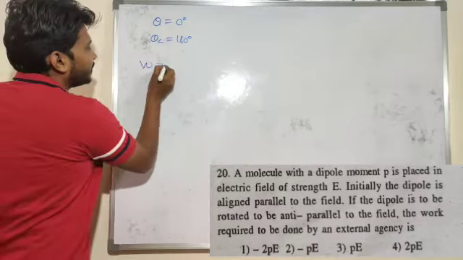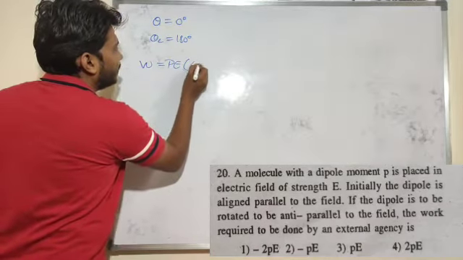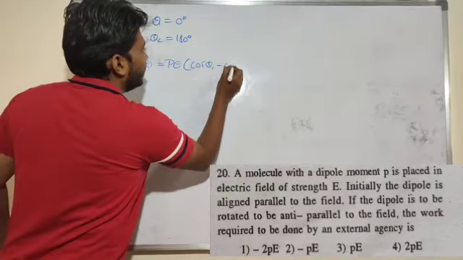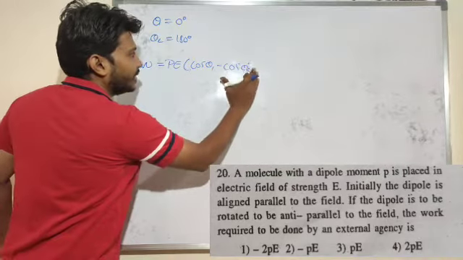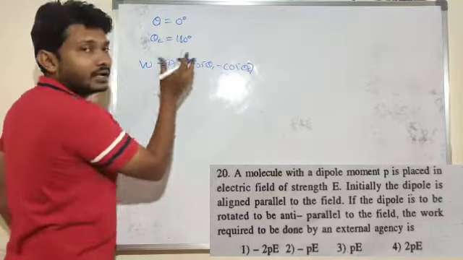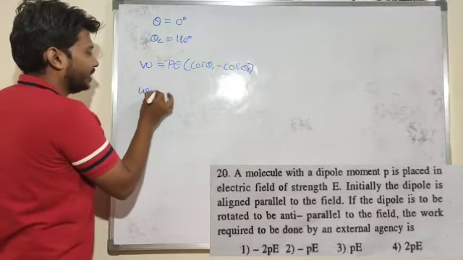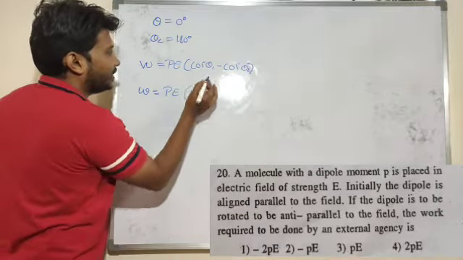So work done, shall I take it as P into E, cos theta 1 minus cos theta 2. So we derived this equation. The work done to rotate the dipole is stored as potential energy. P into E.